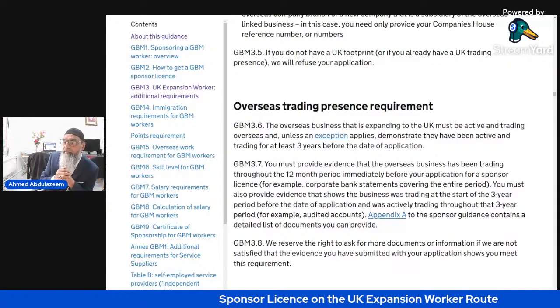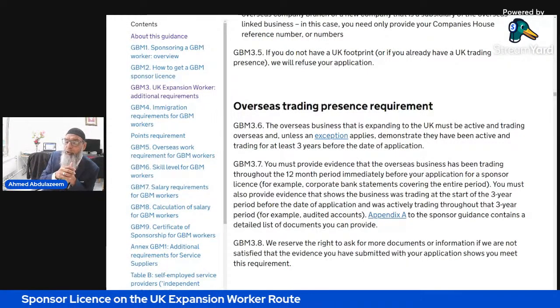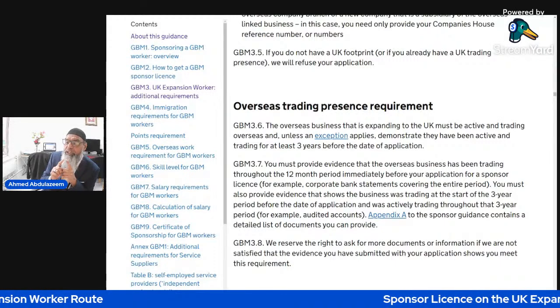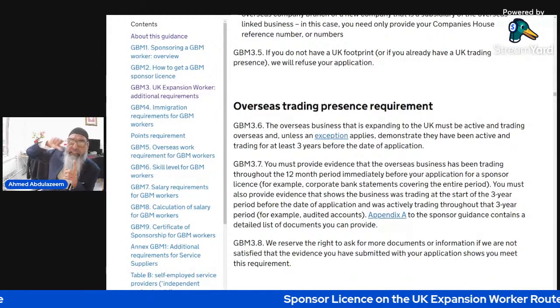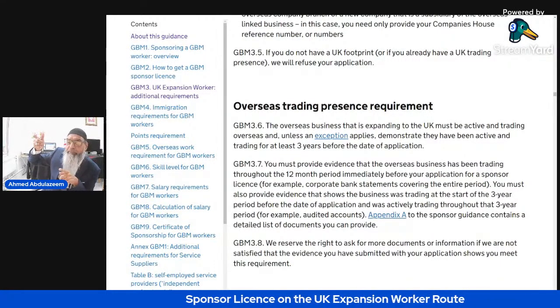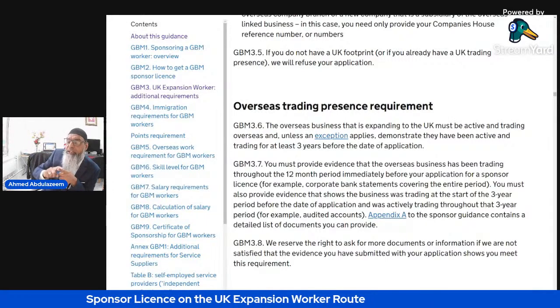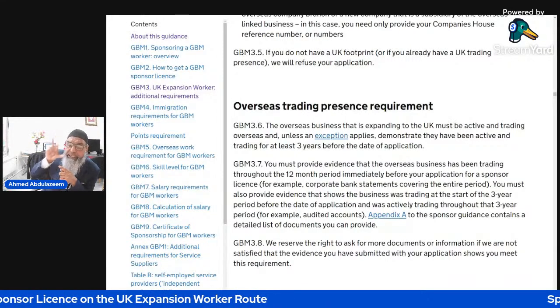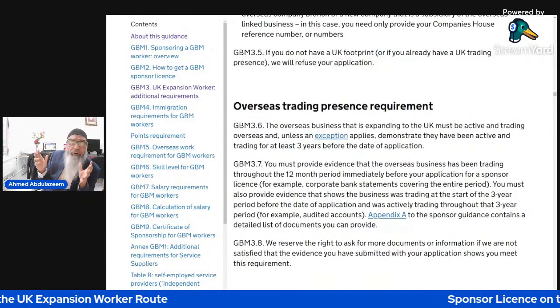Whichever the month is, we need to find the relevant details, like bank statements, for the previous 12 months. The second document refers to evidence that shows the business was trading at the start of the 3-year period before the application and was actively trading throughout that 3-year period, for example, audited accounts.